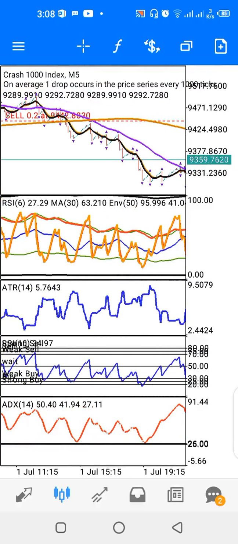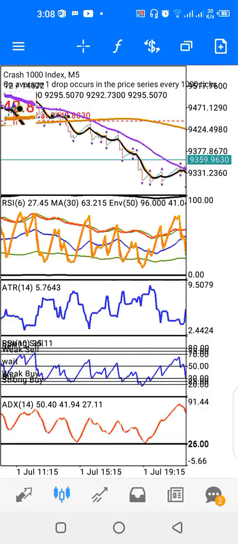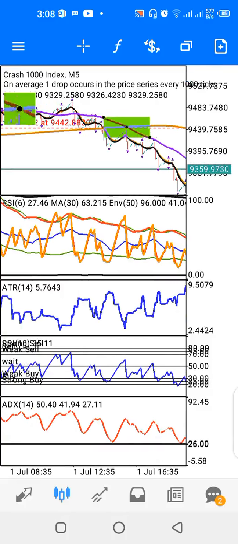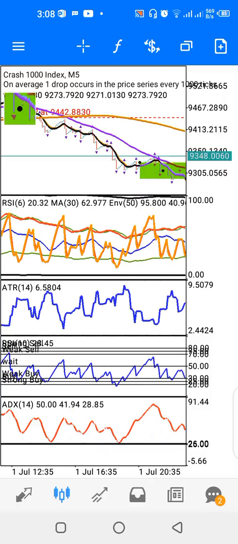Now, I need to first of all identify the trend, bullish or bearish trend. Of course, I will only trade Crash 1000 when price is in the bearish trend. And how do I identify bearish trend with this indicator setup? Bearish trend occurs when the black and the purple line cross down below the orange line, like you have around here. That's the start of a bearish trend, and you can see how price spikes downwards.